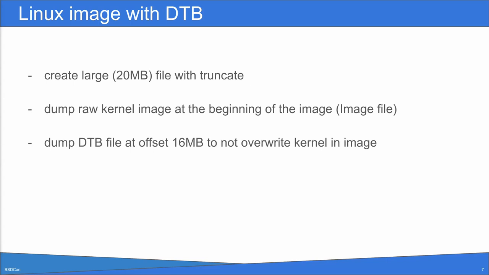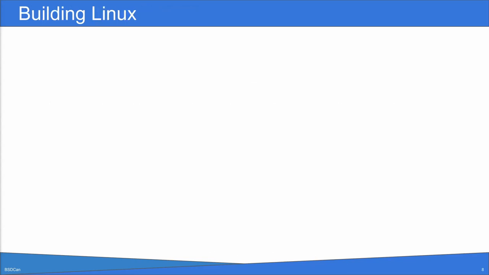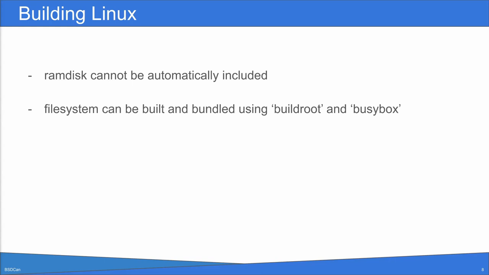This is because we do not have the possibility to offer a separate file for the device tree blob, and we have to make a single file that contains both the kernel and the device tree blob. The RAM disk cannot be automatically included either. The Linux kernel building, as I've said, only builds the kernel, so you have to use a third party tool like buildroot and busybox in order to create the RAM disk and include it in the kernel file.